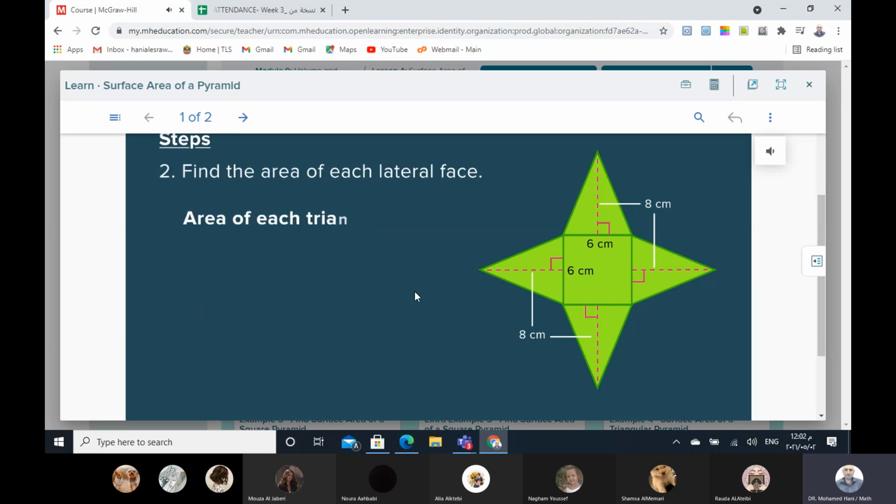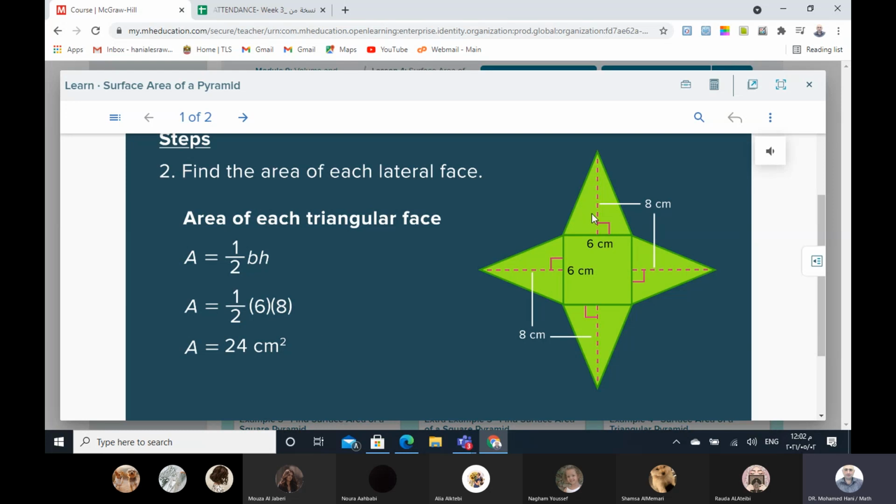Next, find the area of the lateral faces. The base is a square, so the area of each triangular face will be the same. Find 1/2 of the length of the base times the height. So the area of the lateral face, we have here a triangle. We use the rule of the area of the triangle, 1/2 multiplied by the base multiplied by the height. This is the base here, 6, and this is the height, 8. So 1/2 times 6 times 8 will be 24 centimeters squared.